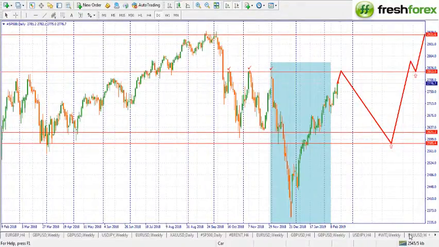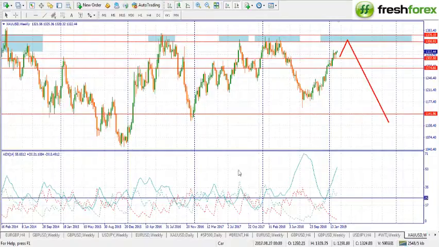Move to the next chart, gold. So gold is doing well, as we mentioned previously. We have our indicator here, ADX. This indicator is still showing us a buy. The overall trend in this case is still upwards. We have the main one above 25, then the green one is above the red one. So the overall trend is upwards.